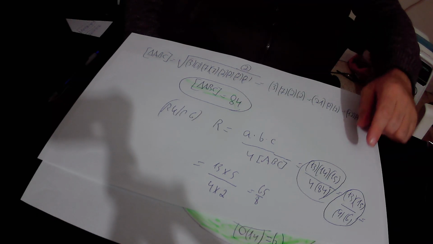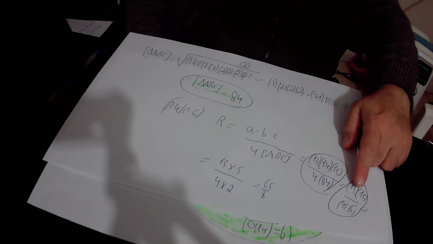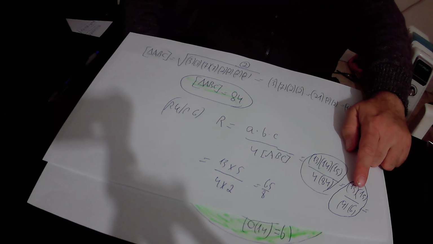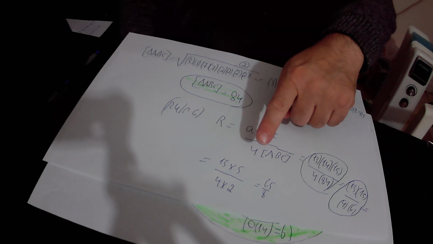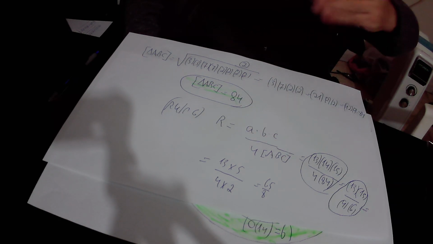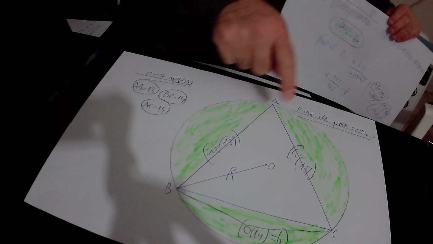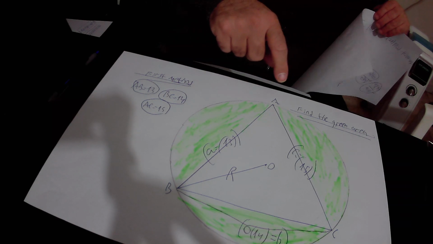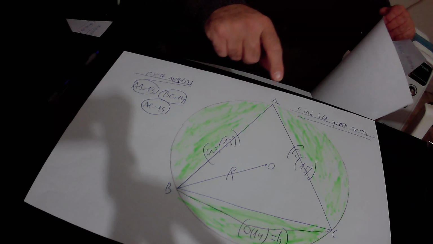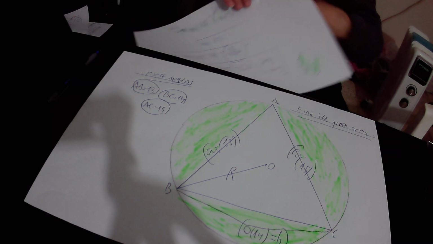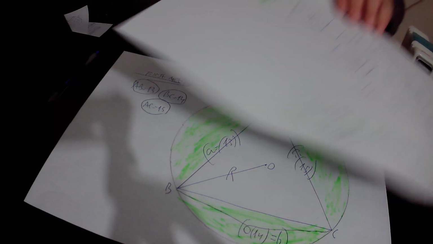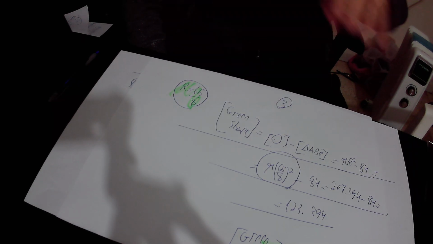In the denominator we have 4 times 6 over 3. 6 over 3 is 2, so in total in the denominator we are left only with 4 times 2. 4 times 2 is 8, and 13 times 5 is 65. So in total we found out that the radius R of this circle that blocks the triangle ABC equals 65 over 8 units. I repeat again, the radius R of this circle equals 65 over 8 units.